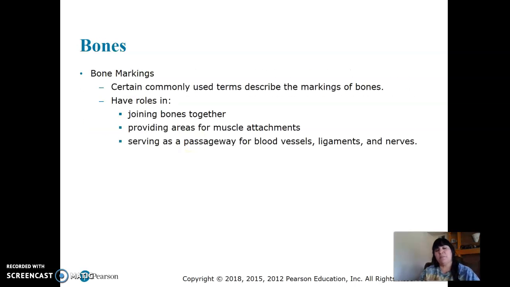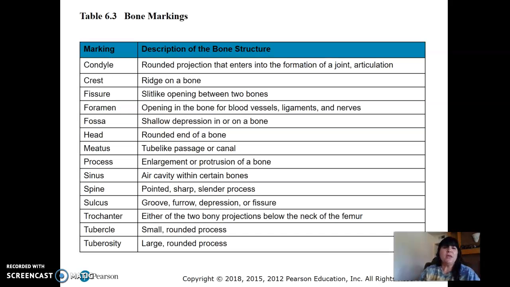Okay, so bone markings. Yes, bones are not just smooth structures. They have markings on them, and so they have roles. It says in joining bones together, places for muscle attachment, passageway for blood vessels, ligaments, nerves. So there are holes and so on. If we took an anatomy class, you would actually be looking at bones and you'd see all those structures.